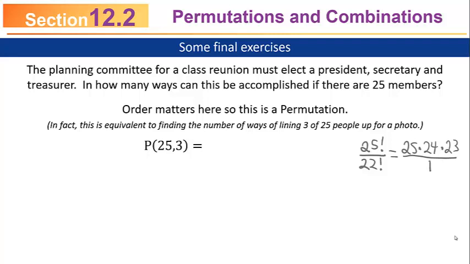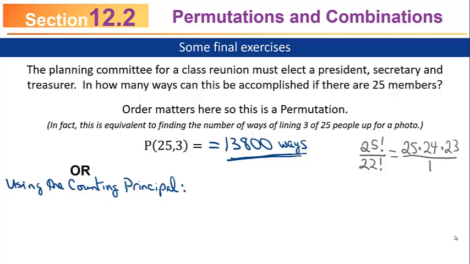And again, if you want to use my cancellation technique, that'd be 25 times 24 times 23 all the way to 1 up top, and 22 factorial down bottom would be 22 times 21 times 20 all the way down to 1. And everything up top except the 25, 24, 23 cancels, leaving you with 25 times 24 times 23 up top, and the entire 22 factorial down bottom cancels, so you have 1, and that would just be 25 times 24 times 23, which is 13,800 different ways. The second thing you could do, though, is think of this as a counting principle problem.